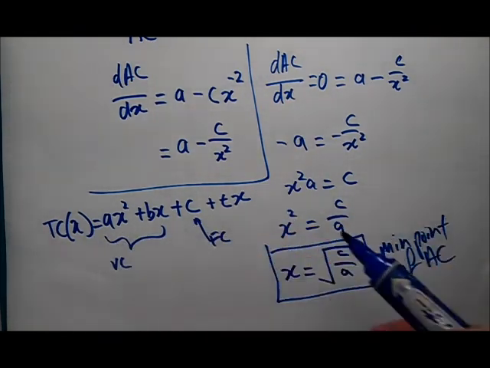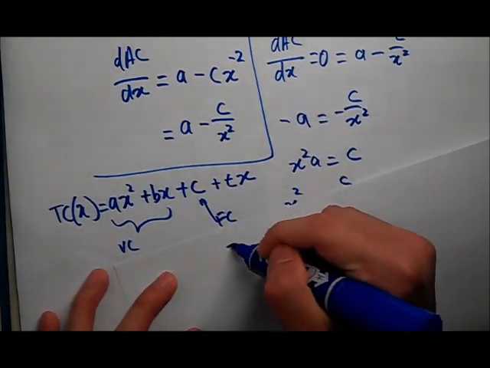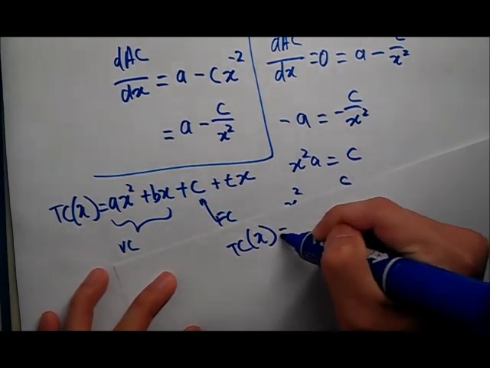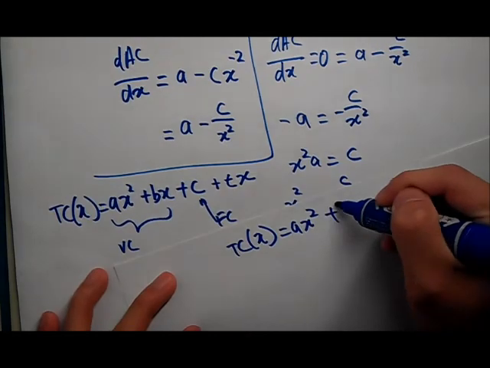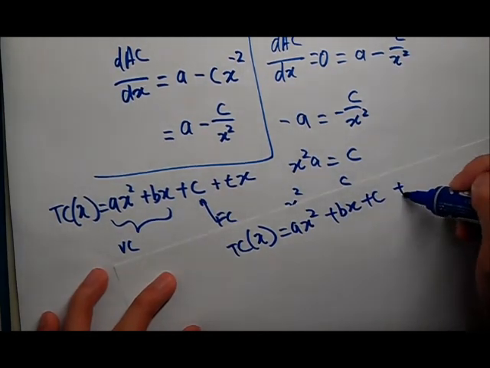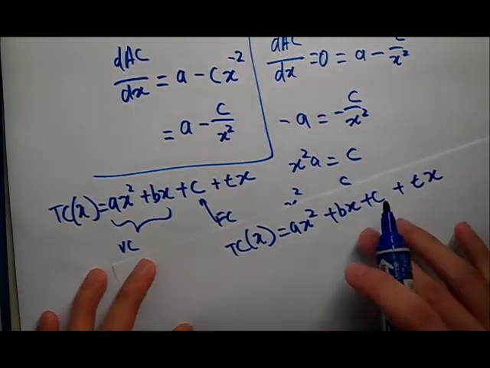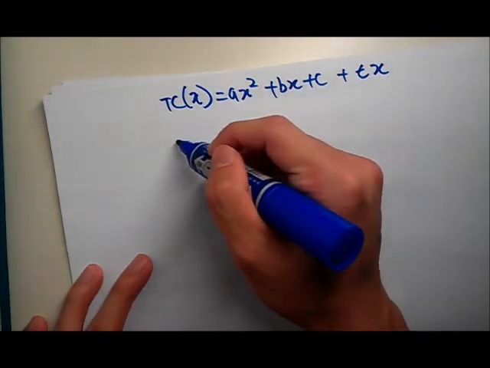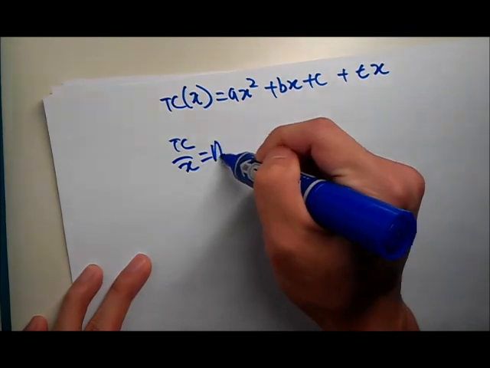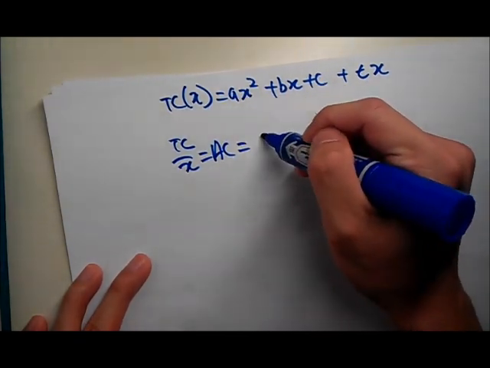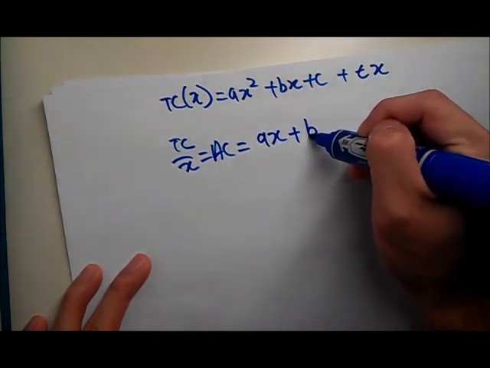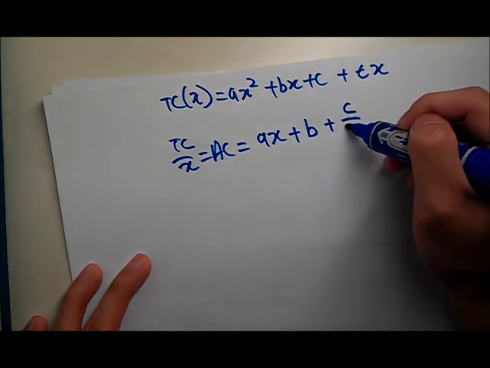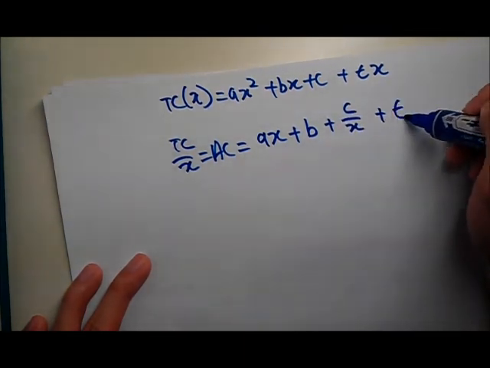So remember this equation: TC equals ax squared plus bx plus c plus tx. What we're going to do now is divide this by x to get AC equals ax plus b plus c/x plus t.